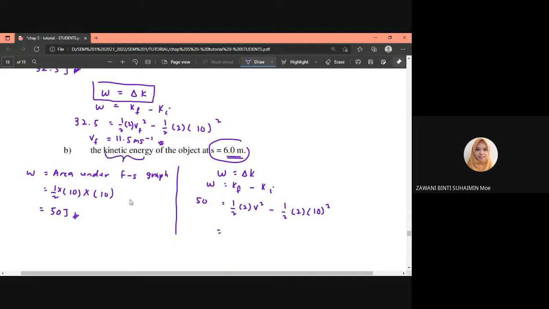Oh sorry, dia nak kinetic energy. So maksudnya kita tak perlu cari V ke apa. Okay, so kita biarkan dia je sebagai KF. Okay, so KF. Okay, sebab dia minta kinetic energy. Okay, so maksudnya KF is equal to 50 tambah dengan 20 bagi kejap.